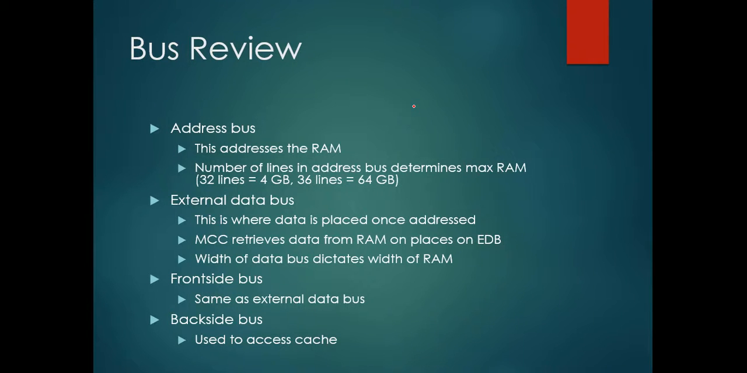So let us have a brief bus review. Buses, as we all know, so the address bus addresses the RAM. The number of lines in the address bus determines the maximum RAM. So if you have 32 lines, you have 4 GB. If you have 36 lines, you have 64 GB.